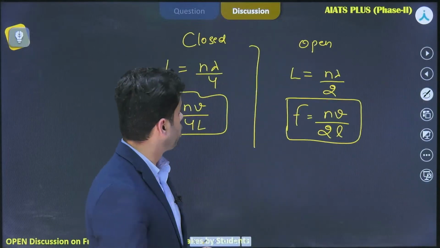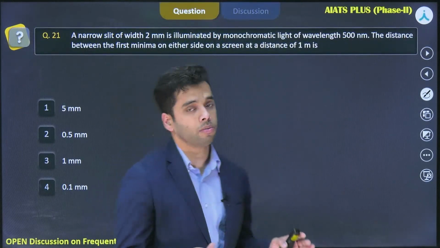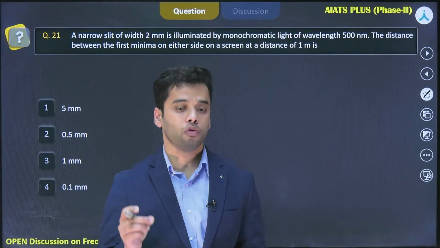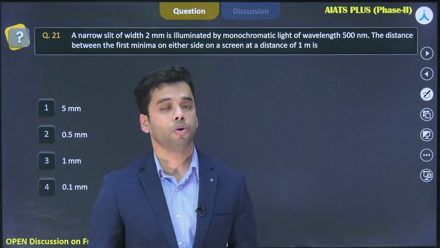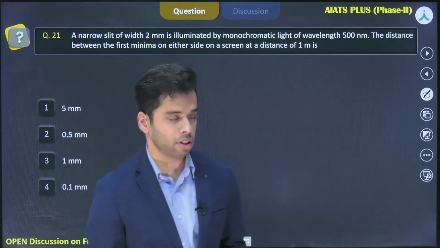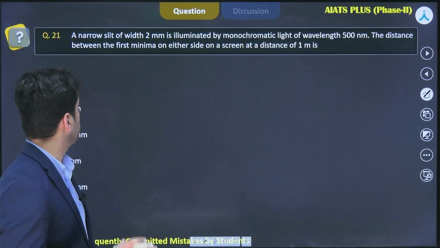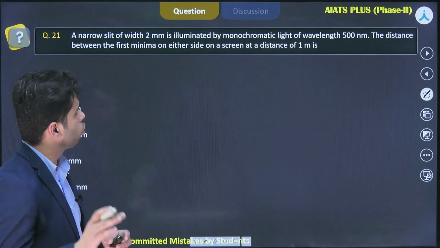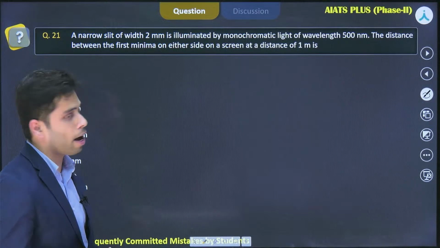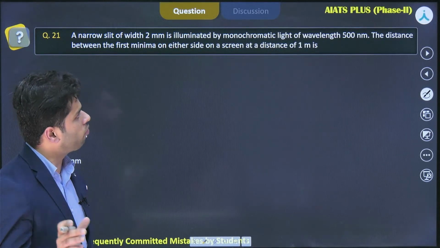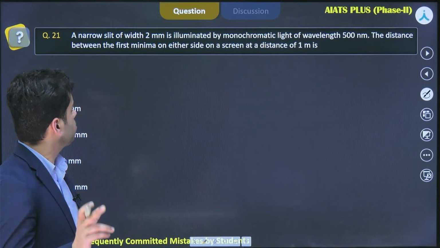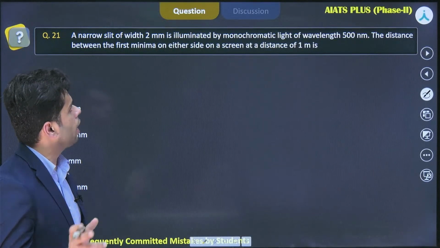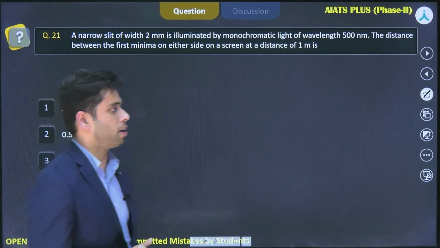Now let's move forward to the next topic. And there you go. This is the problem from the chapter of wave optics, and it is based upon the concept of diffraction. Let me go through the problem for you. It says that a narrow slit of width 2 mm is illuminated by monochromatic light of wavelength 500 nanometer. The distance between the first minima on either side on a screen at a distance of 1 meter is.